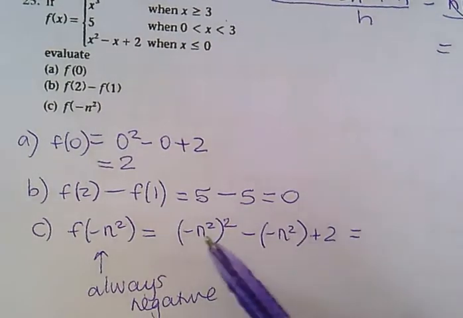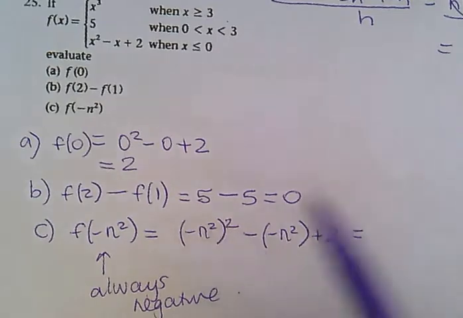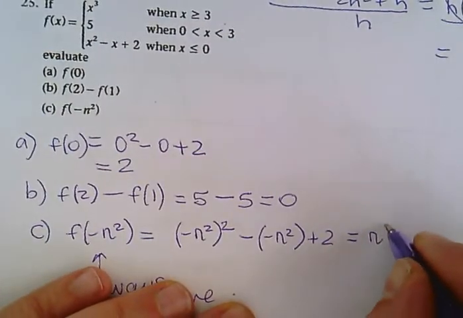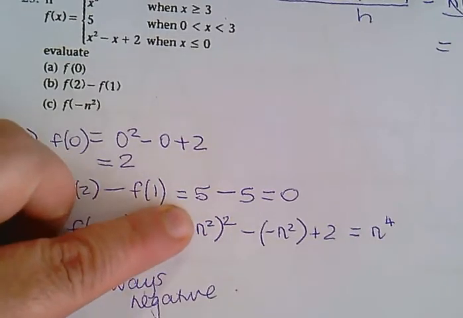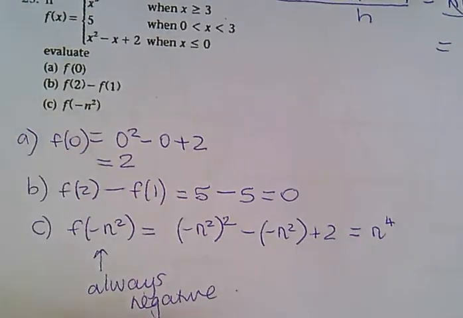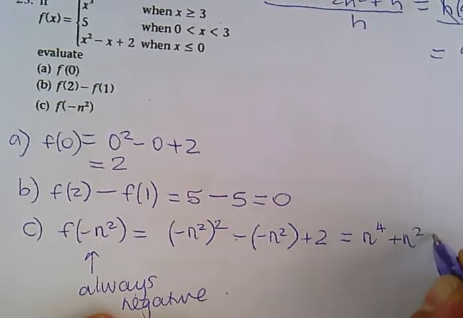No, a negative times a negative now is a positive. And n squared to the power of 2 is n to the power of 4. A negative times a negative. This is negative n squared times negative n squared. What about the next one? Plus n squared plus 2.